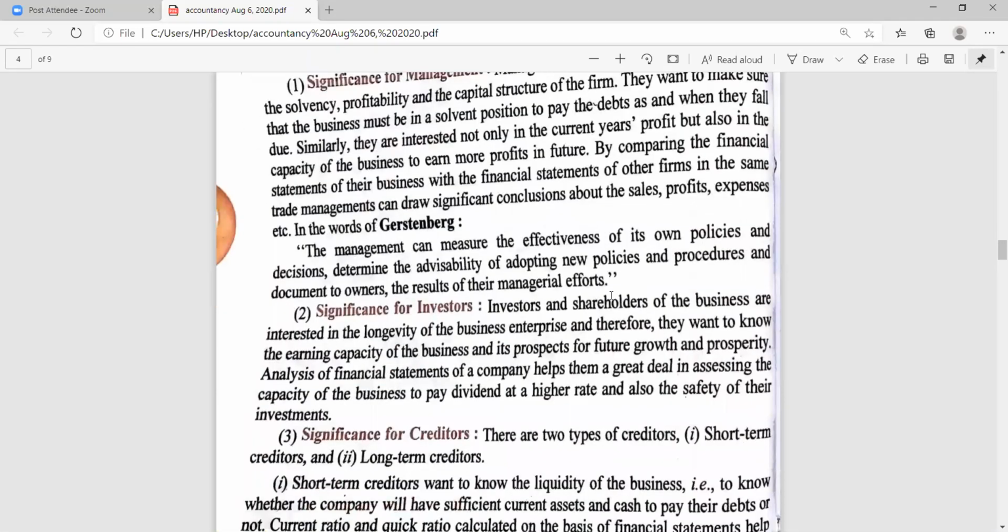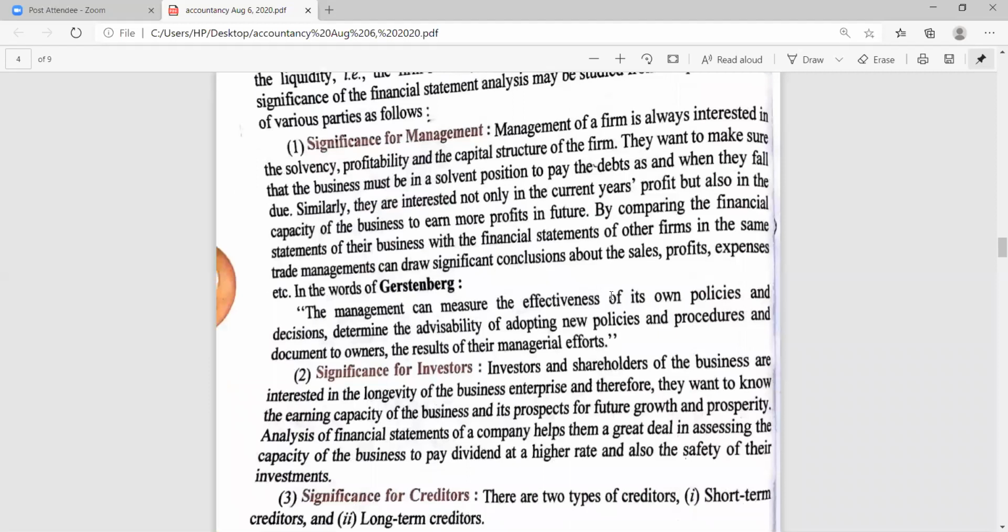Management of a firm is always interested in the solvency, profitability, and capital structure of the firm. They want to make sure that the business is in a solvent position to pay its debts as they fall due.